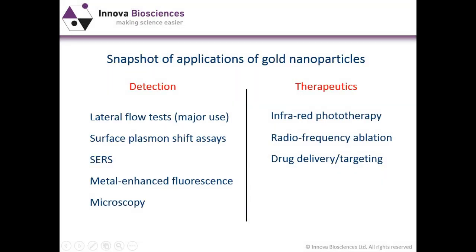Okay, here's a snapshot of applications. So two areas really, detection or therapeutics. On the detection side, major use of gold in lateral flow, surface Plasmon shift assays, surface enhanced Raman scattering or SERS, metal enhanced fluorescence, and microscopy. In terms of therapeutics, phototherapy, radiofrequency ablation, and drug delivery and targeting. I'm just going to pick out some of these methods now and tell you a little bit more about those.